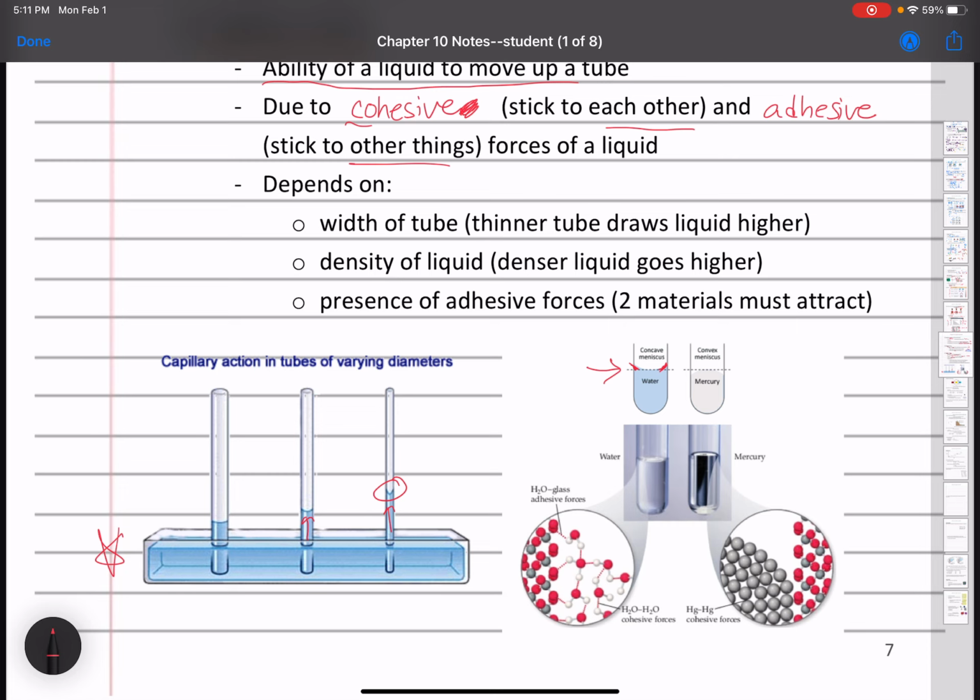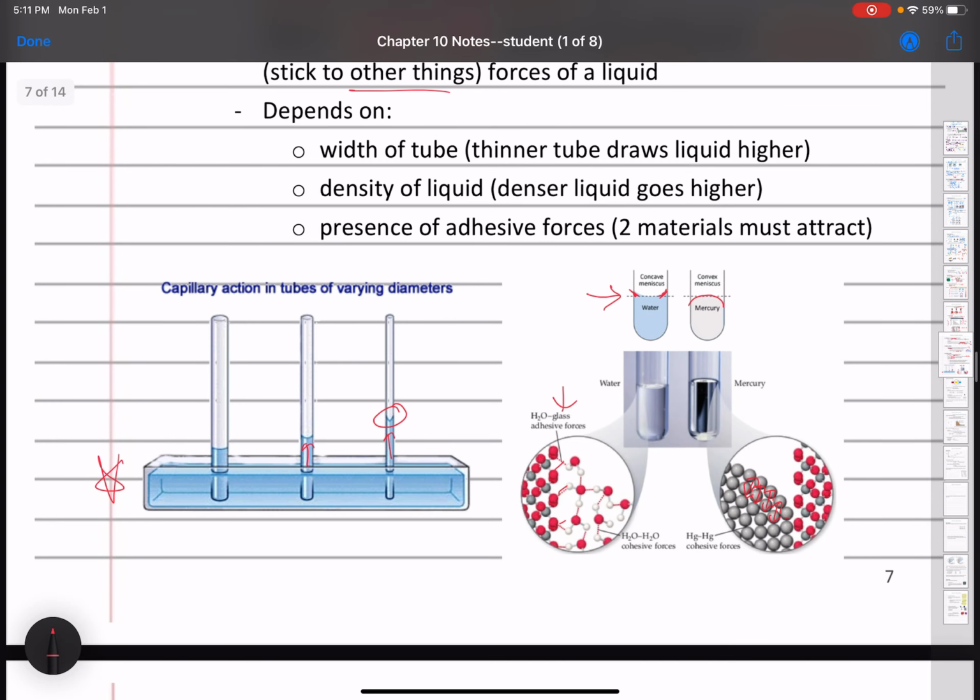Mercury, on the other hand, and glass are not adhesive substances. So when mercury forms a meniscus, it actually forms a convex meniscus because the attractive forces between the mercury molecules are strong and there is no attractive force to the glass. So they will form, kind of like a droplet does on a surface, whereas the water molecules are attracted to the glass and will actually climb up the side of the glass a little bit.